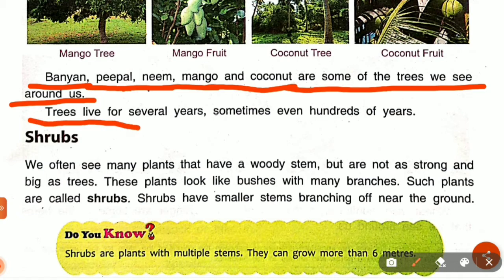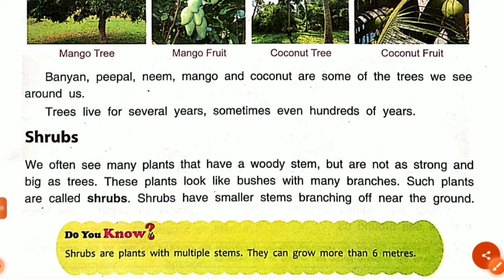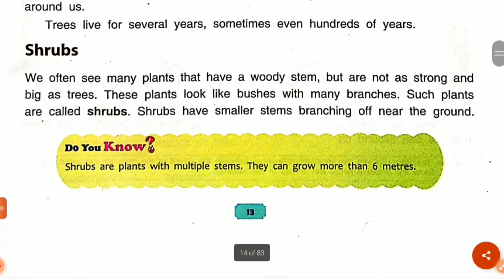Trees live for several years, sometimes even 100 years. See, trees live for a very long time. So you should ask your parents. If you have a tree nearby your house, ask your parents how old the tree is, what is the age of the tree, and put that also in the comment box. Okay, right. So now we have seen the trees.